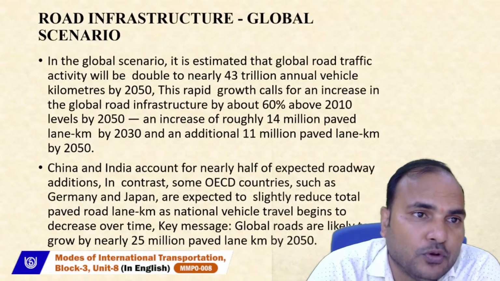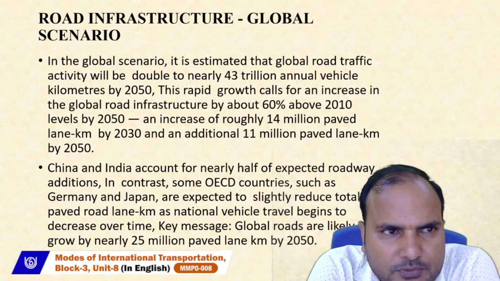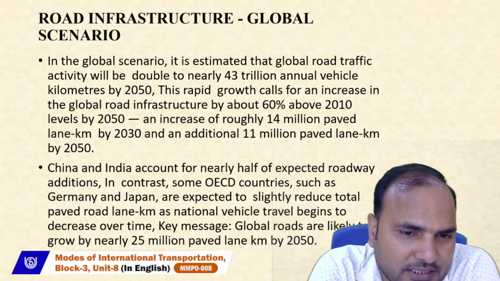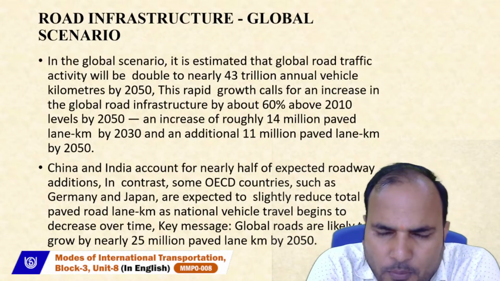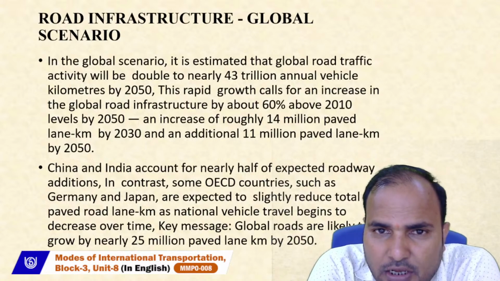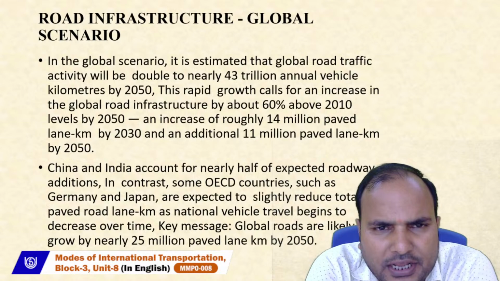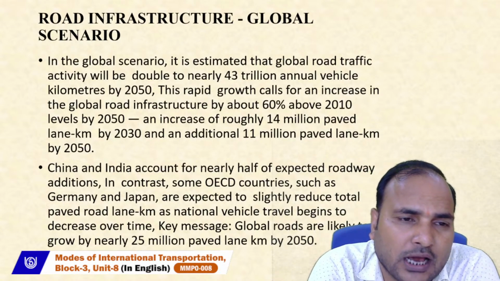Next comes the road infrastructure in the global scenario. What is the road infrastructure position or situation or condition in the global scenario? In the global scenario, it is estimated that global road traffic activity will double to nearly 43 trillion annual vehicle kilometers by 2050.